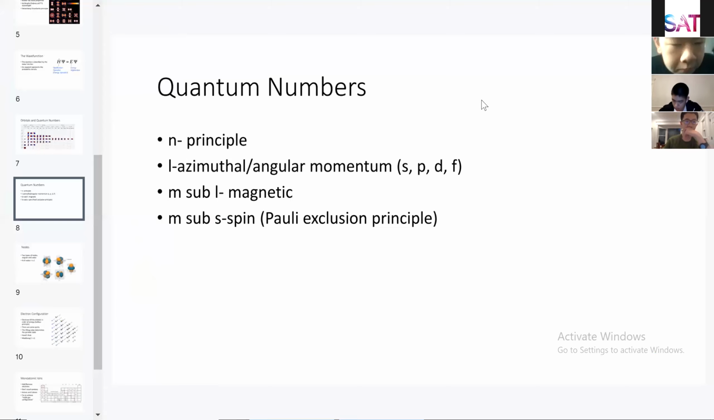Now we can talk about the Pauli exclusion principle. Excuse me, do these quantum numbers have a unit or something? No, they're just numbers.